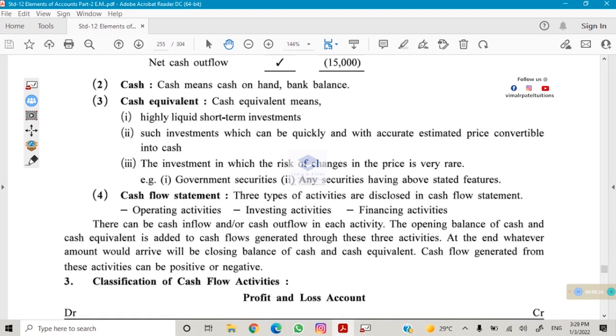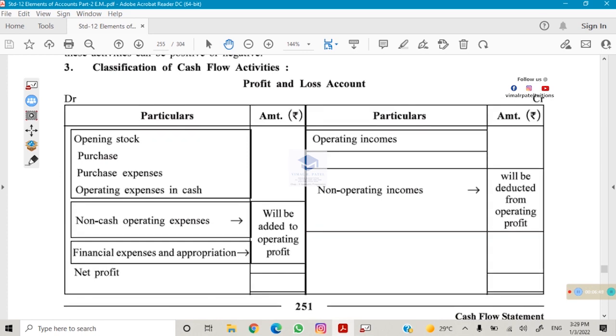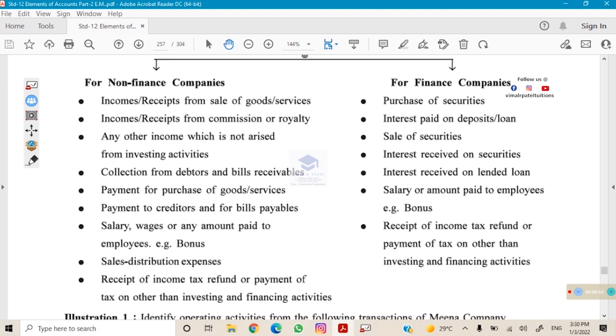Now here cash means cash on hand and bank balance. Cash equivalent means highly liquid short-term investment. Such investment which you can easily sell and convert into cash, the investment in which the risk of change in its price is very rare, like government security. What I explained to you: operating activity, investing activity, financing activity.